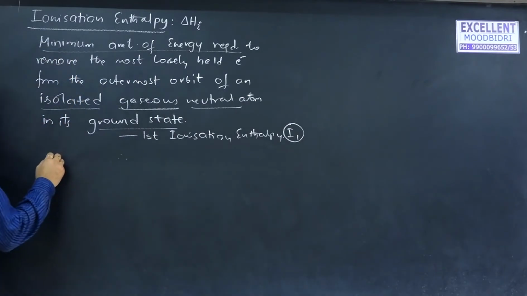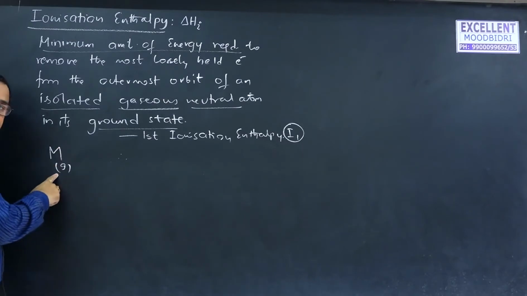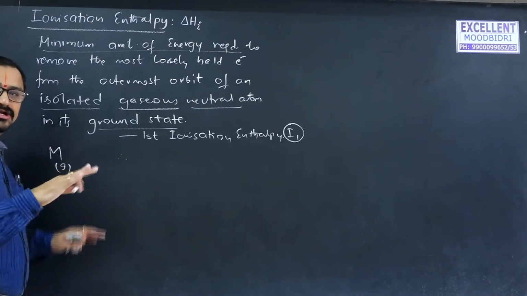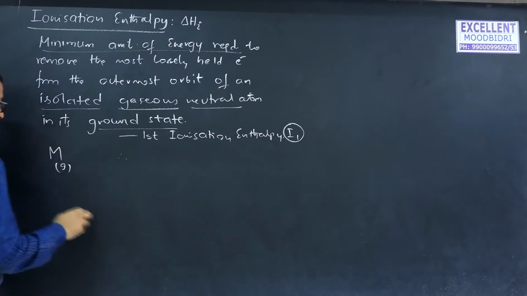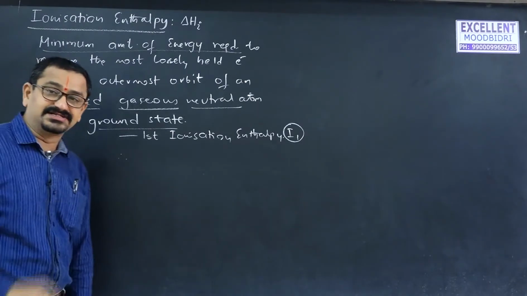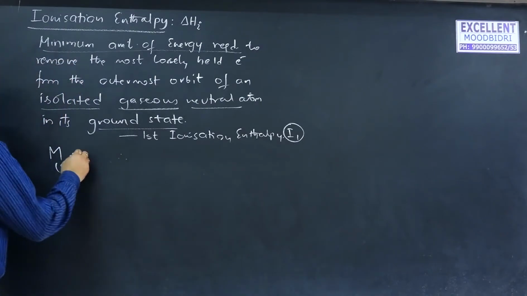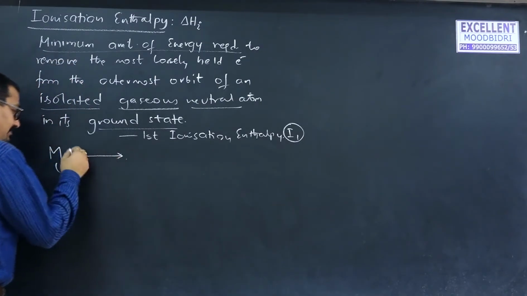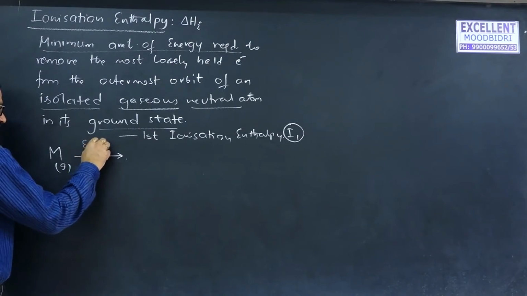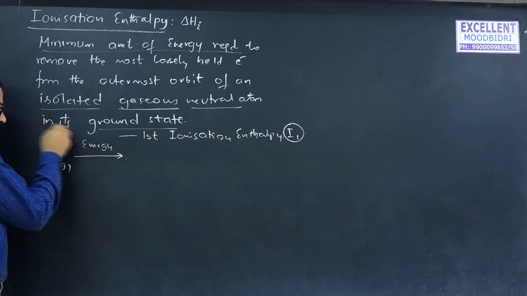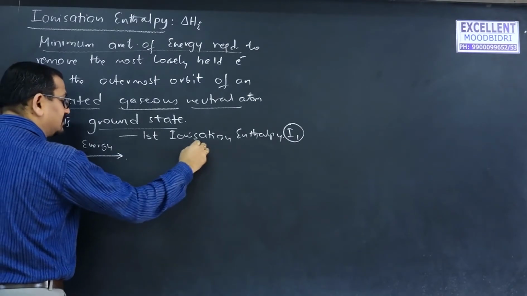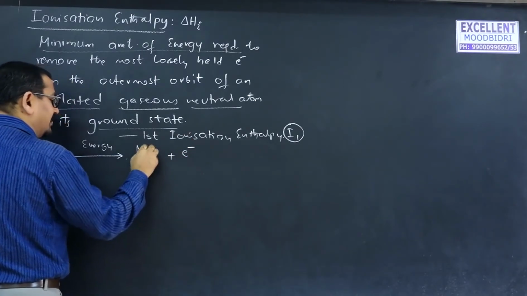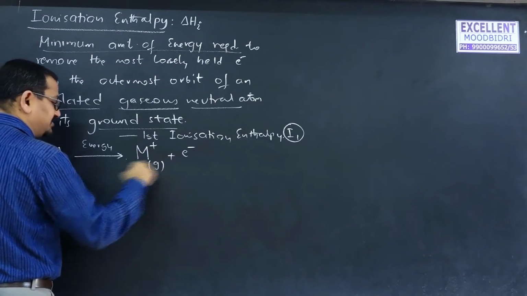Suppose M is a gaseous atom, isolated and neutral. It is neutral, gaseous, in the ground state. It is in the ground state, means electrons were not in excited state. That is the condition. Then, if you give some energy to the most loosely held electron of this M, that electron will come out of the nuclear influence and M becomes M plus gaseous ion.